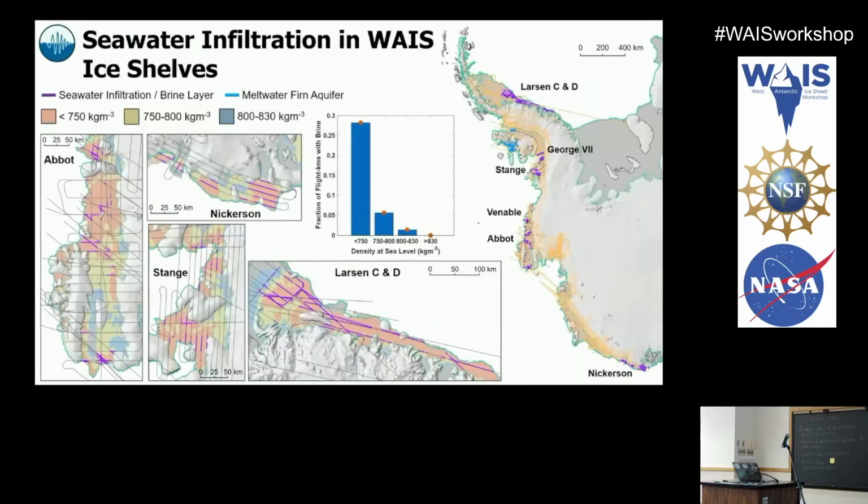So let's go ahead and jump into it. These are preliminary results for West Antarctica. Everywhere that you see a purple line is where we have a brine detection along the flight line. So we find really extensive infiltration on the southern Larsen C and Larsen D, Nickerson, Abbott, and Stange ice shelves, and then there's smaller regions of infiltration near the calving fronts on the Grenoble and George VI. I do want to note that we haven't looked fully at the data over Pine Island, Thwaites, and Cross and Dodson yet, so it's kind of a gap in the map at the moment.